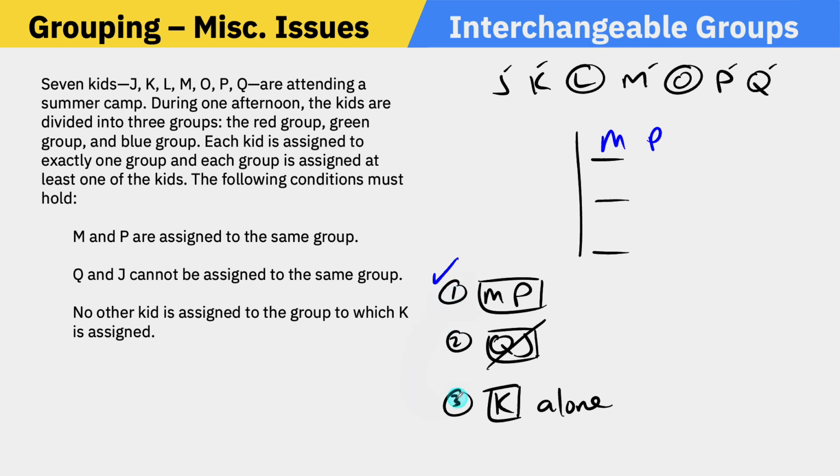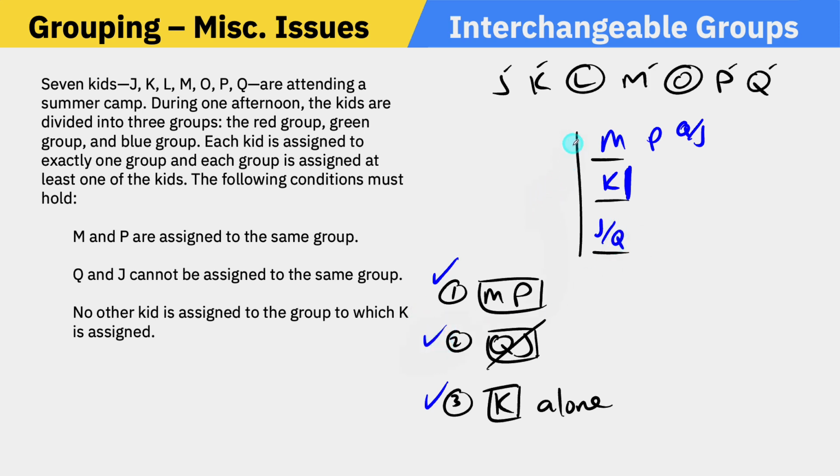And you also know that K has to be alone, and so let me just actually put K alone. We know K is going to be in a group of some kind. Let's just put it there. This one is going to be sealed off because no one else can go with K. And so now you're done with rule 3. And now Q and J, we know they can't go together. There's only 2 open groups left, so that would mean one of Q or J has to go here, the other of Q or J has to go here. And so now you're done with rule 2.